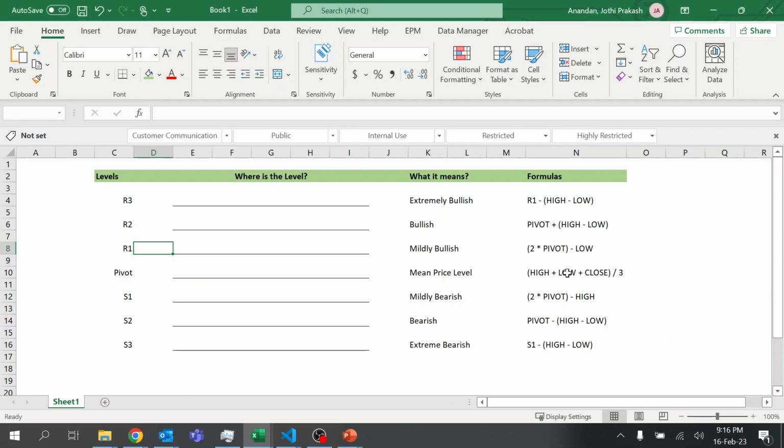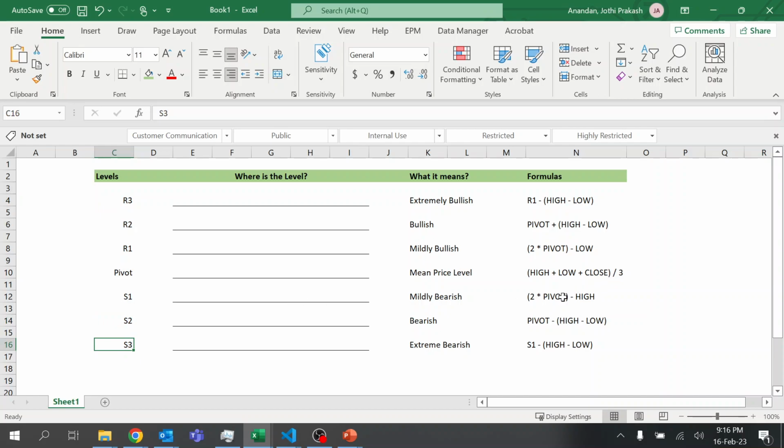math part. We are going to understand how exactly the price levels are calculated. The pivot is very straightforward. It is an average of the high, low, and close values, so it is a simple average. I'm going to give you an idea on S1 and R1, and you will understand R2, R3, S2, and S3 yourself.